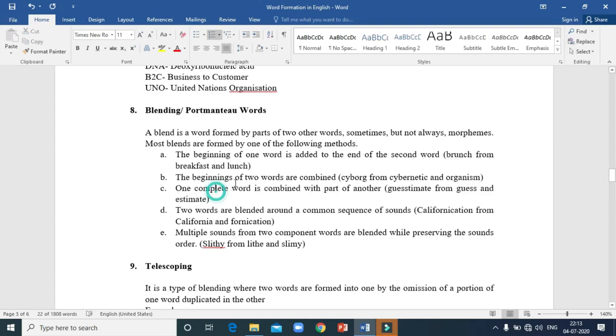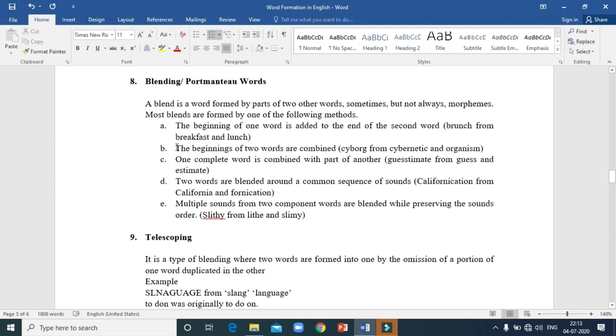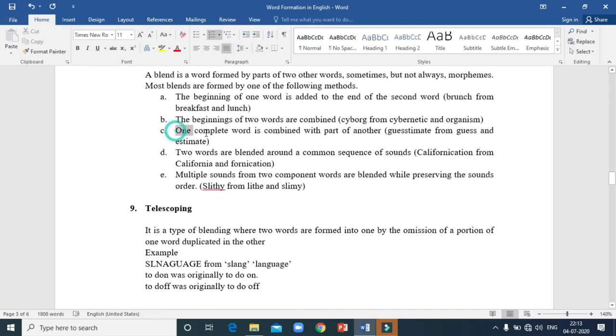method of blending is beginning of two words are combined. For example, cybernetic organism. We call it cyborg. C-Y-B and O-R-G. Okay. And then third method is one complete word is combined with part of another word. For example, guess and estimate. We combine it to form guesstimate. So, guess is retained completely. Only a part of estimate comes. Only timate comes, we can think, although the whole thing is there too. Okay.